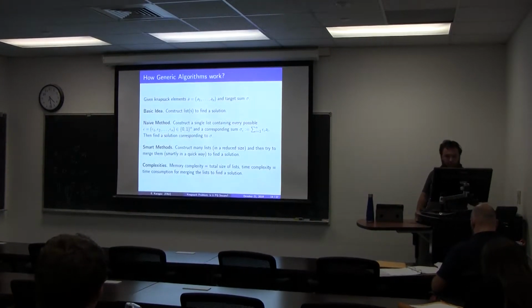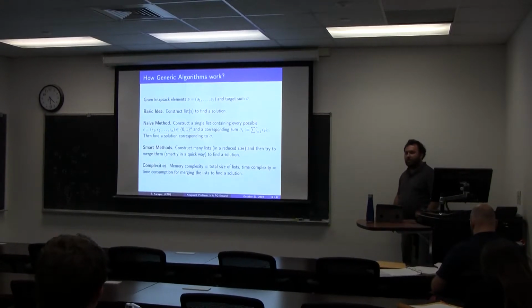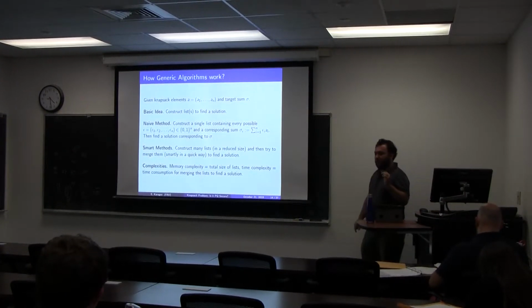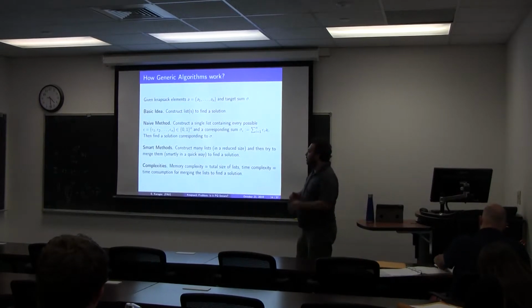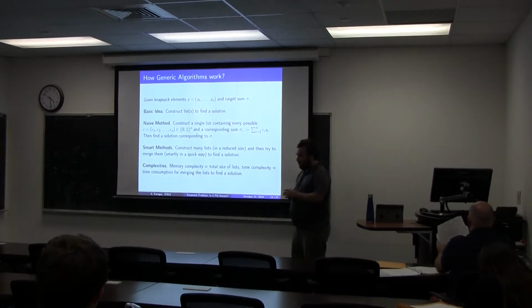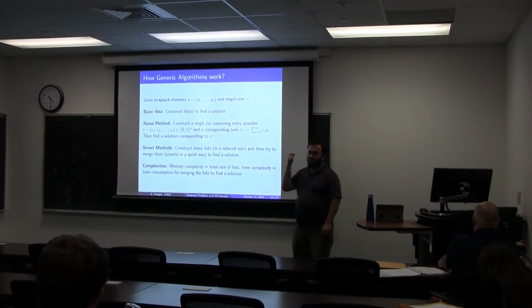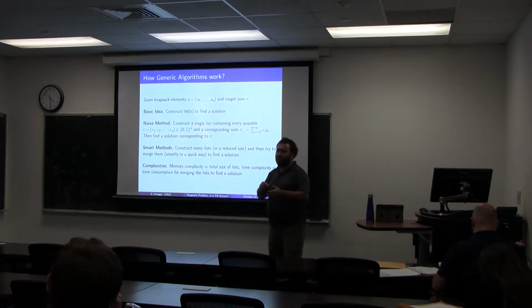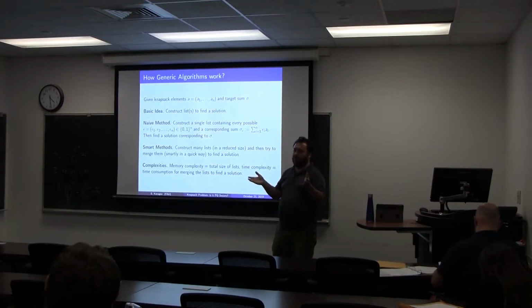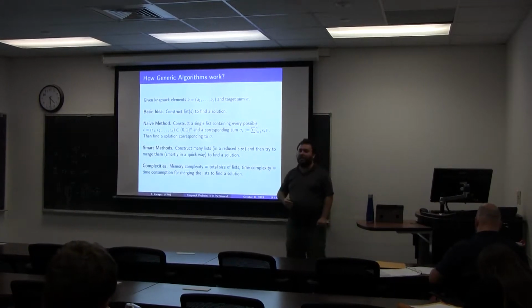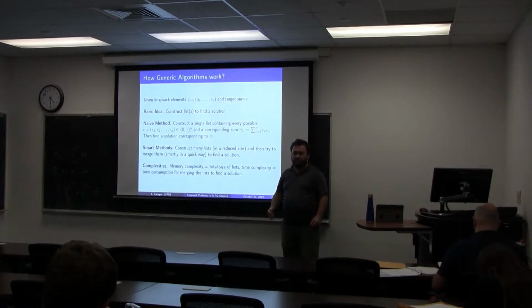So let's go through the algorithms to solve the knapsack problem. I will start with the group of algorithms known as generic algorithms to solve the knapsack problem. You are given knapsack elements a_1 to a_n and a target sum sigma, and your goal is to find epsilon_1 to epsilon_n as your solution. This is your goal. How do you do this? The basic idea is to list all the possible solutions. Okay? This is the basic idea.